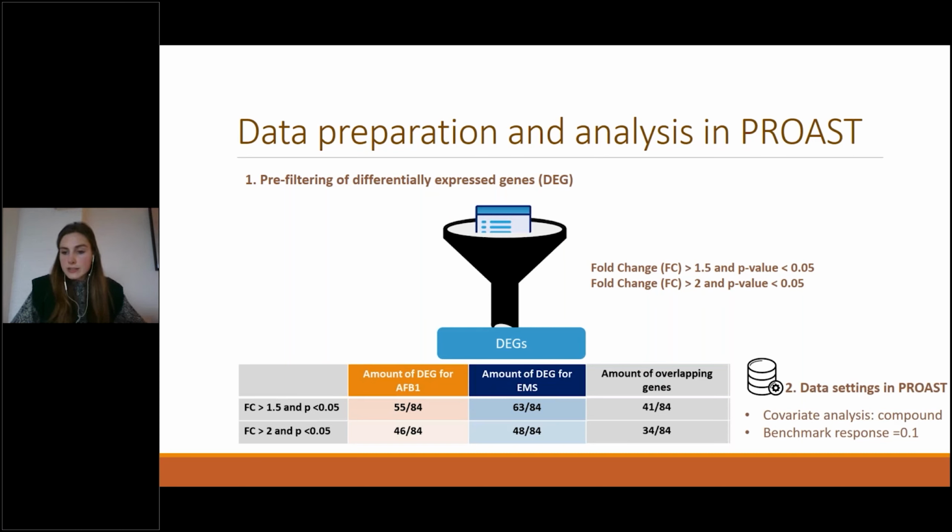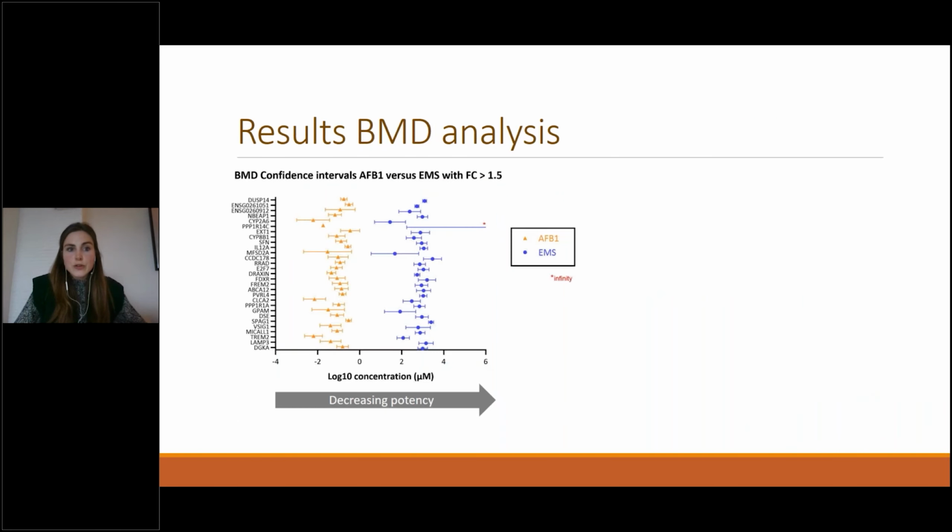As the data settings improved, we used a covariate analysis since the compounds were compared as for their potency, and we used a benchmark response of 10% or 0.1. As a result of PROAST, we got for each of the differentially expressed genes the estimated benchmark dose with its corresponding 90% confidence interval for aflatoxin B1 in orange and for EMS in blue.